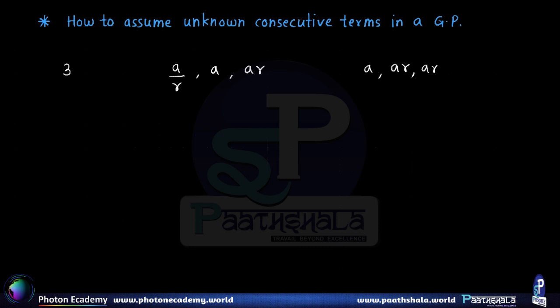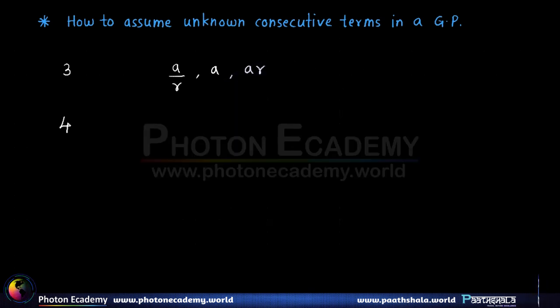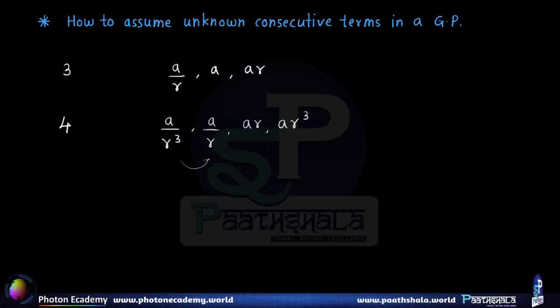Now here the example we saw is for only the 3 terms, right? But what happens if there are more than 3 terms? Say for example there are 4 terms or 6 terms, that is even number of terms. So in that case, how do we assume? Now this is also very much analogous to what we did in arithmetic progression. So here the terms to be assumed are A upon R cube, A upon R, AR and AR cube. So now here you see from term to term, the common ratio is not just R, but it is R square.